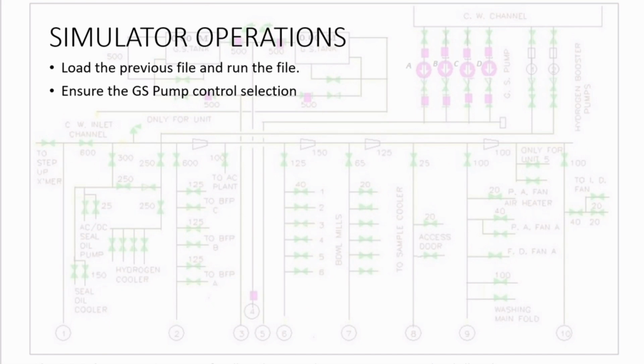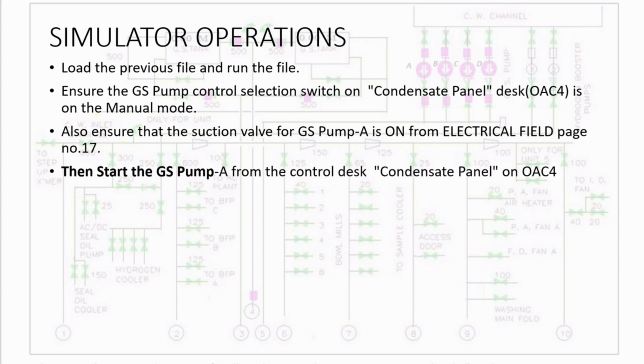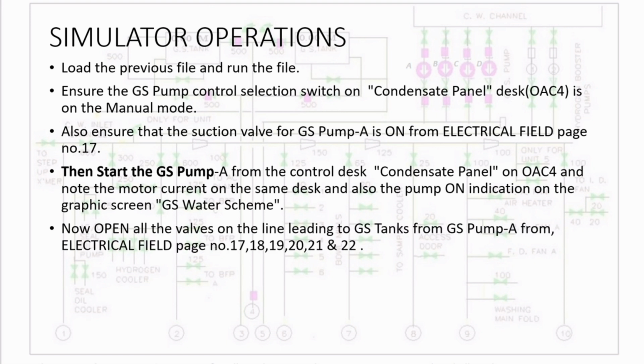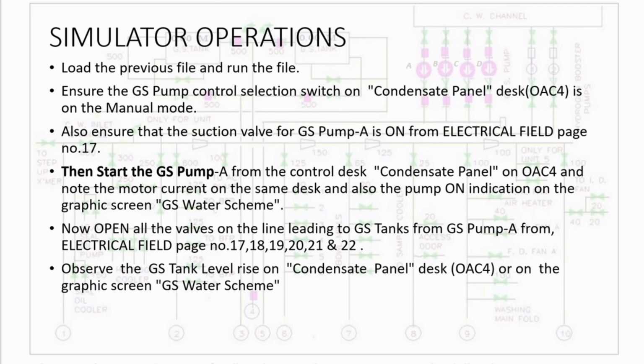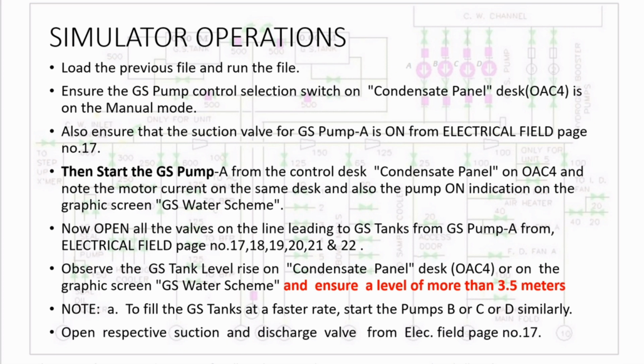For the simulator operations, load the previous file and run the file. Ensure the GS pump control selection switch on the condensate panel is on manual mode. Also ensure that the suction valve for GS pump A is on from the electrical field, page number 17. Now start the GS pump from the control desk. Now open all the valves on the line leading to the GS tanks from GS pump A from the electrical field, page numbers 17, 18, 19 through 22. Now observe the GS tank level rise and ensure a level of around 3.5 meters.